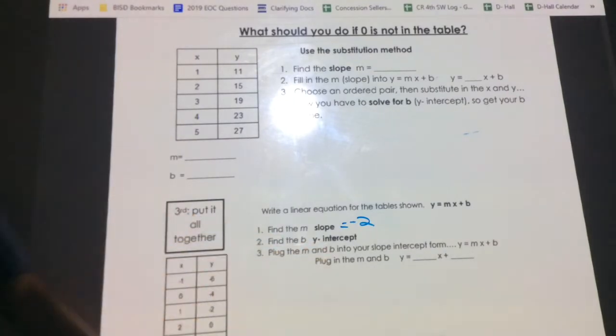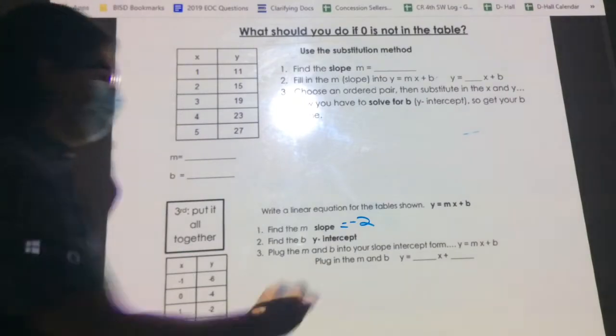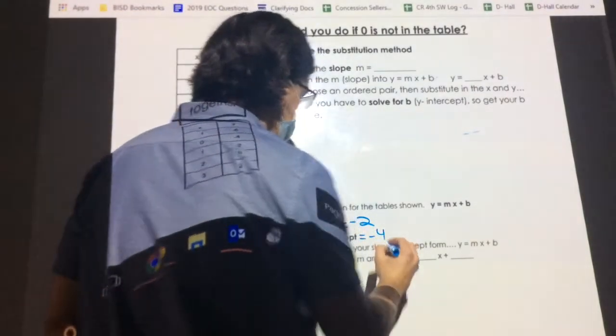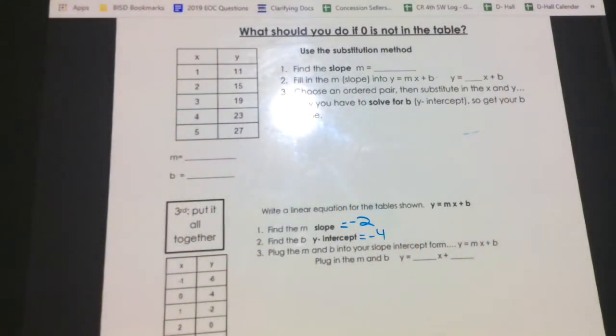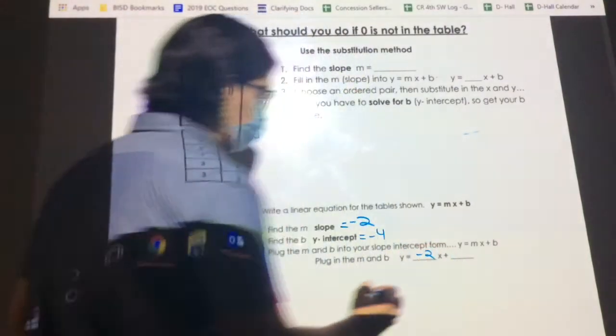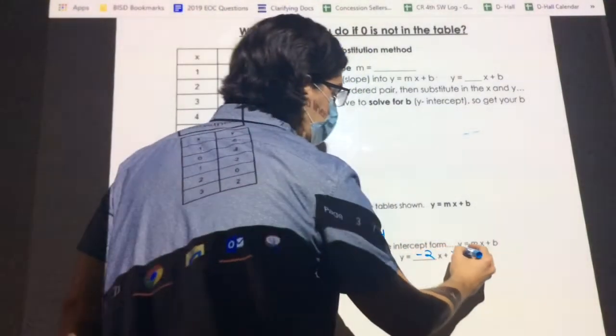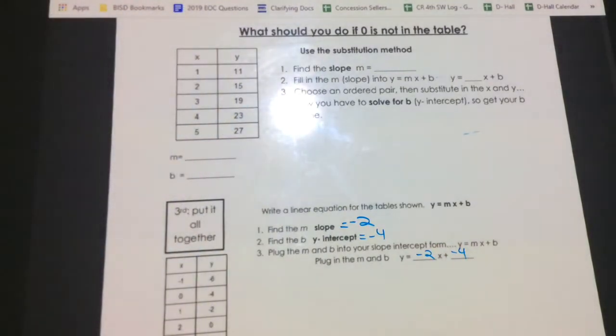Next part says find the y-intercept. Is the y-intercept given to me? Yes. So it's got to be a negative 4. So then it says plug in the m and b into your slope-intercept form. So if I plug them in, what would that look like? Y is equal to what x? Negative 2x plus what? Is everybody okay with writing that equation that way?